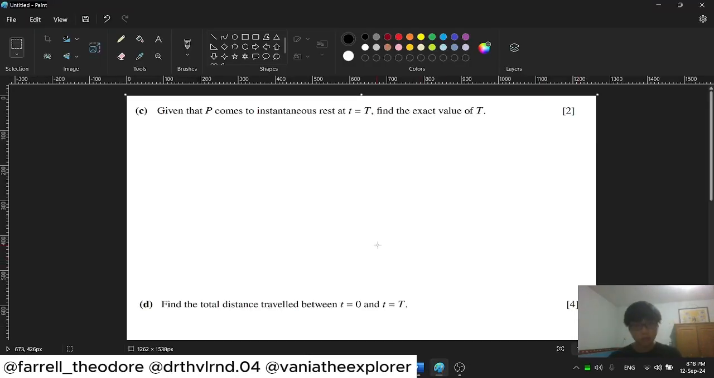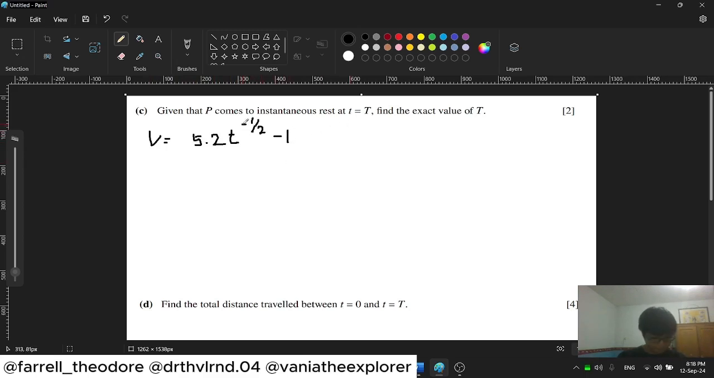Next is 7c. Given that P comes to an instantaneous rest at t is equal to capital T, find the exact value of capital T. So we'll be using the second equation, v is equal to 5.2 t to the power of negative half minus 1. Because it comes to an instantaneous rest, v is equal to 0. So 0 is equal to 5.2 t to the power of negative half minus 1.